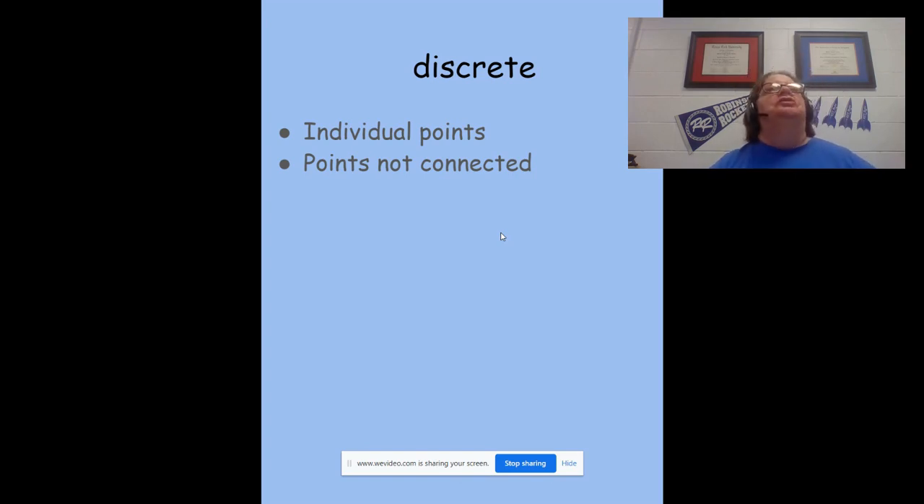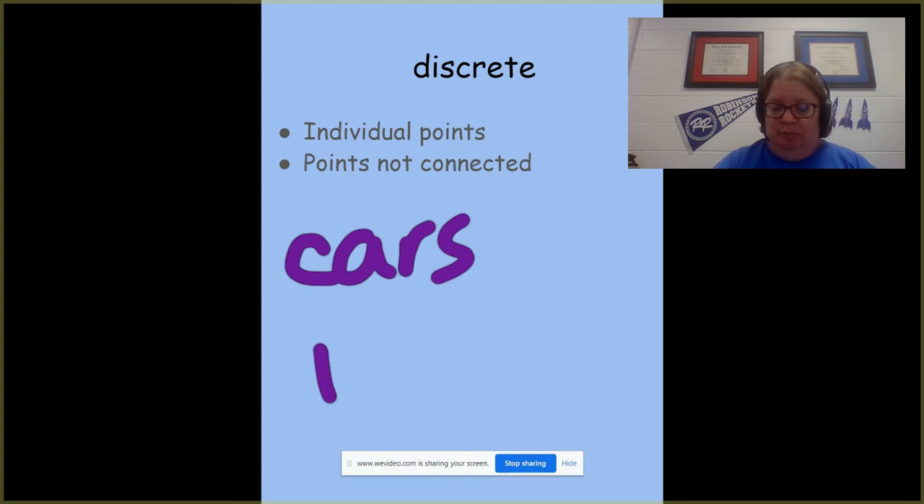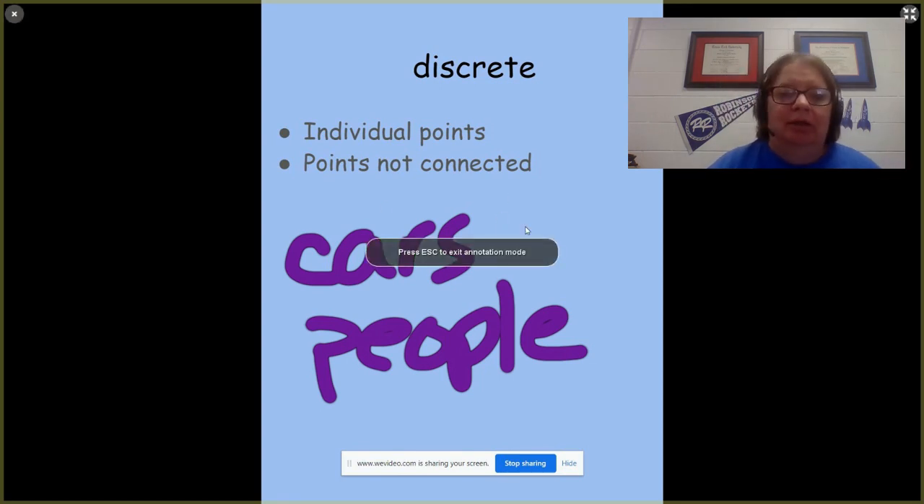Discrete data is used to describe things like cars, people, desks, anything that can be only whole numbers. Continuous is something that can be described in fractions and decimals like weight, cost, speed, time, distance, okay? Individual points, if they're not connected, that's discrete.